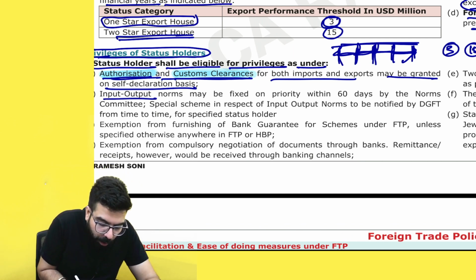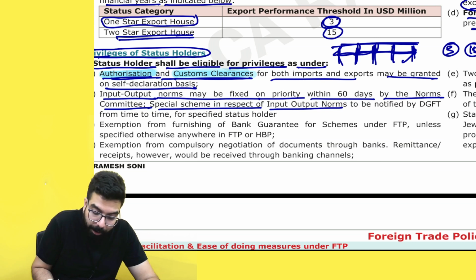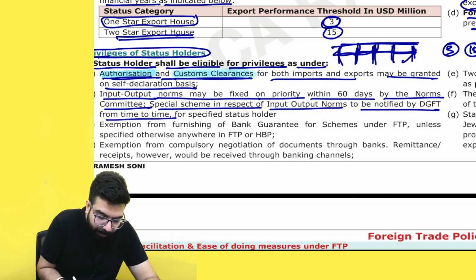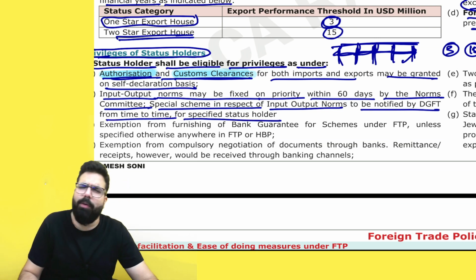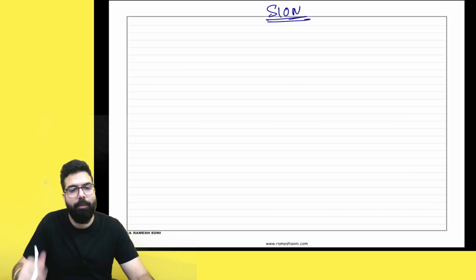Next, input-output norm may be fixed on priority basis within 60 days by the norms committee. Special scheme in respect of input-output norm to be notified by DGFT from time to time for specified status holder. Sir, what is this input-output norm? SION. You have to understand SION, standard input-output norm. Listen to me very carefully.